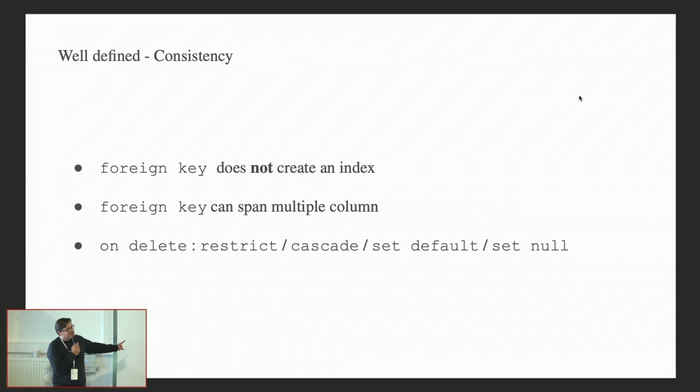And by the way, there are many options on deletion. Usually it's cascade in most systems, but there are many things you can set, like restrict, to abort the transaction if the constraint is not satisfied. You can set null, you can set the default value, and so on.